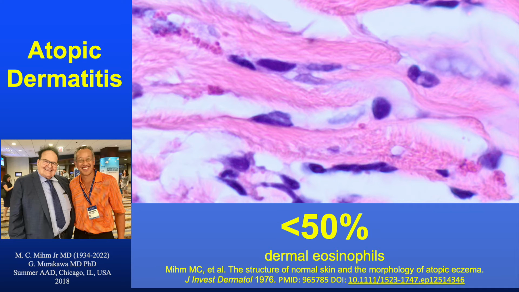But in a detailed study of atopic dermatitis by, by all accounts, a great dermatopathologist, the late Dr. Martin C. Mihm Jr. and colleagues, in their study of atopic dermatitis with controls, they looked specifically for eosinophils and found them in less than half the cases. This photo on the left was from the last time that I saw Dr. Mihm in person, here with my friend and former co-resident, Dr. George Murakawa.